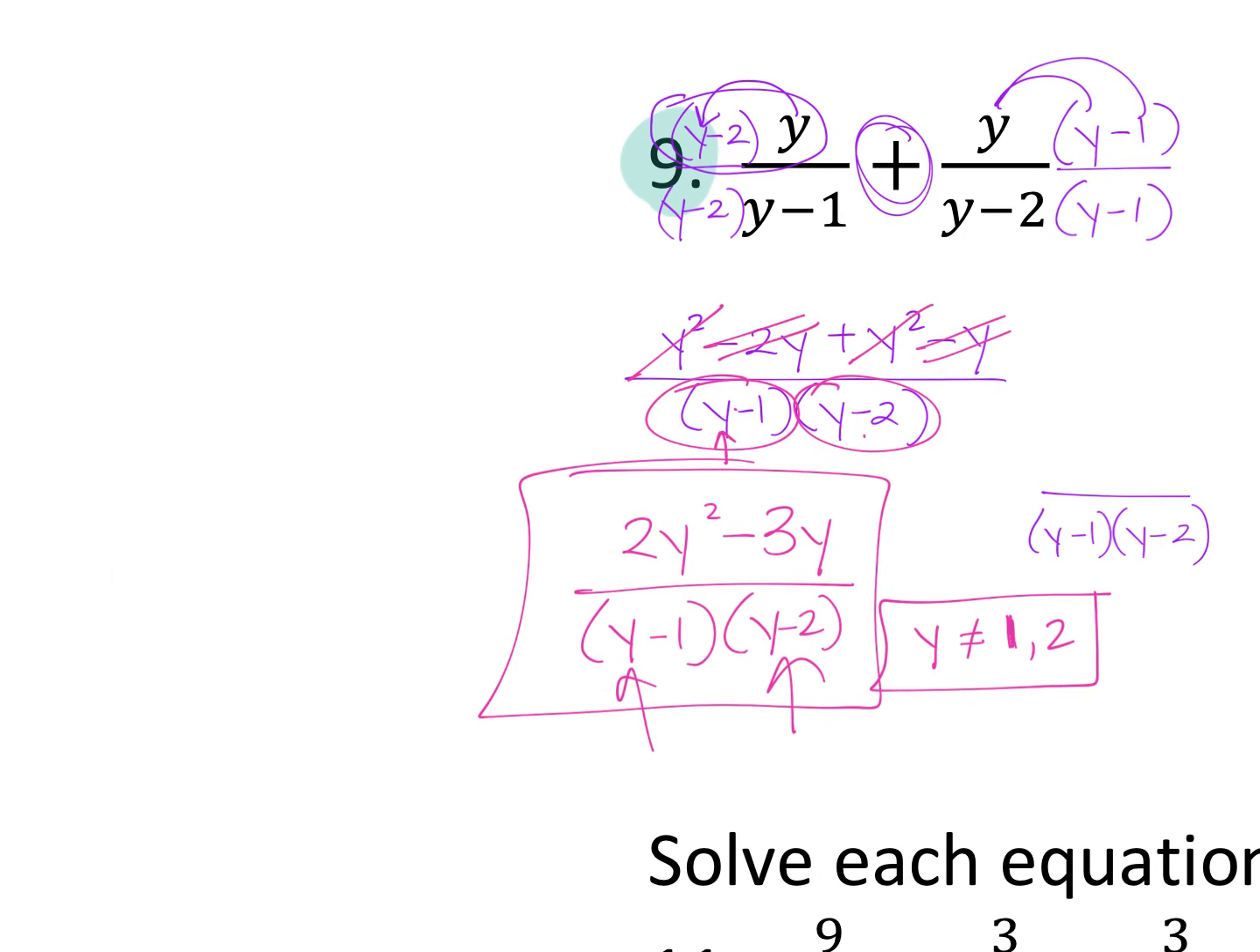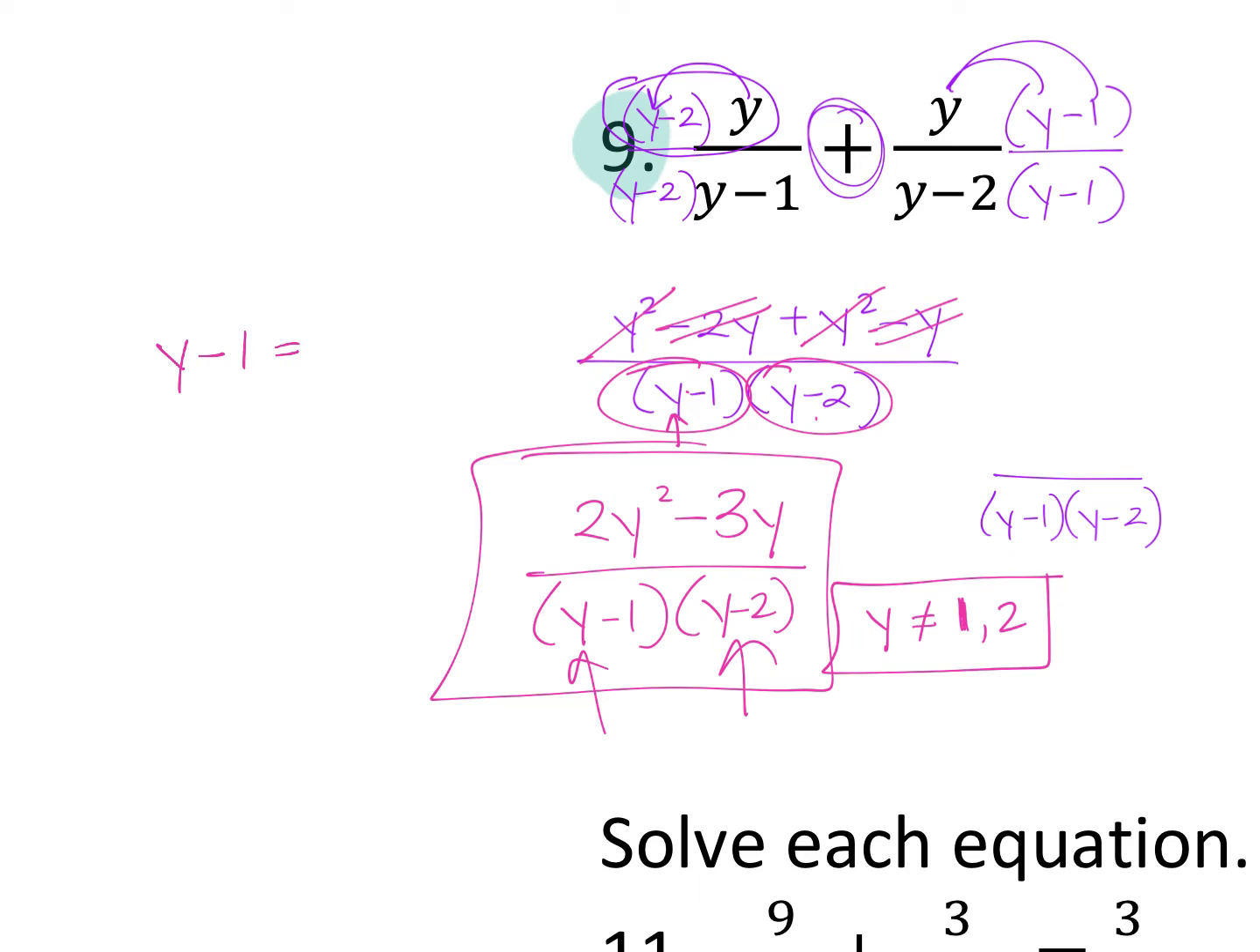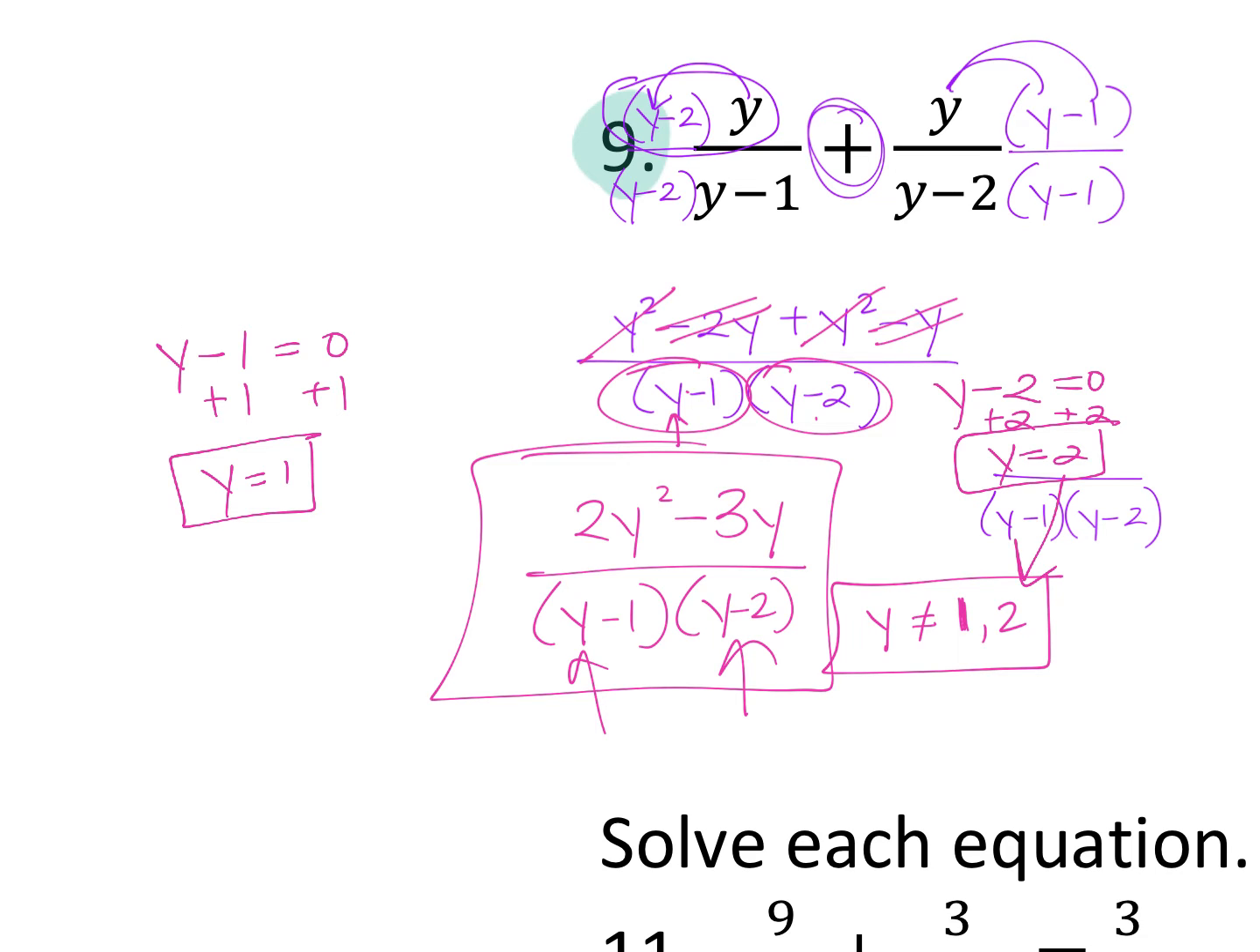So basically we're saying y minus 1 can't equal 0. So if I add 1 to that, that would be y equals 1, right? Y minus 2 can't equal 0. So if I add 2 to that, then y would equal 2. So those are your restrictions, right? When you set it equal to 0, what number do you get? So if there was a y out in front here, you'd also have to put a 0 in, because if this equals 0 and we multiply it by something, it's going to make everything 0, right?